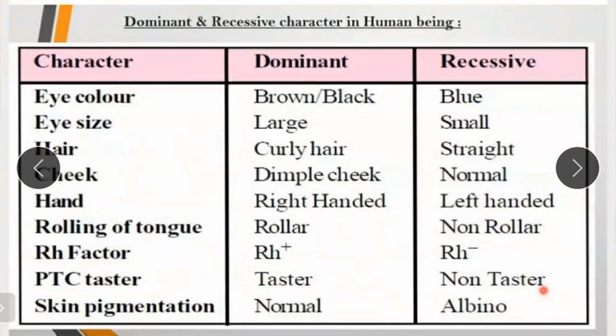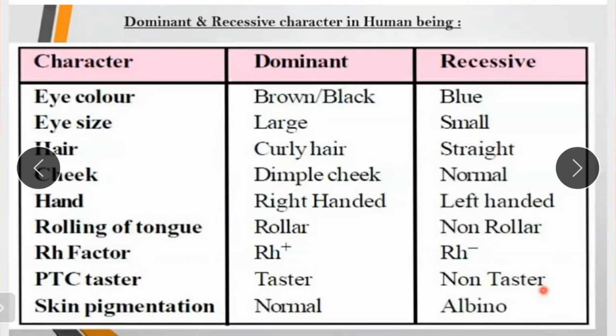Okay. Now we can see the slide about the dominant and the recessive character in a human being. So see here the characteristics of human beings. See eye color. In dominant we can see brown or black, and in recessive we can see only blue. Okay, what about the eye size? Large in dominant, small in recessive. What about the hair? What type of hair? Curly hair we can see in dominant, and straight hair in recessive. What about the cheek? Dimple cheek we can see in dominant and normal in recessive.